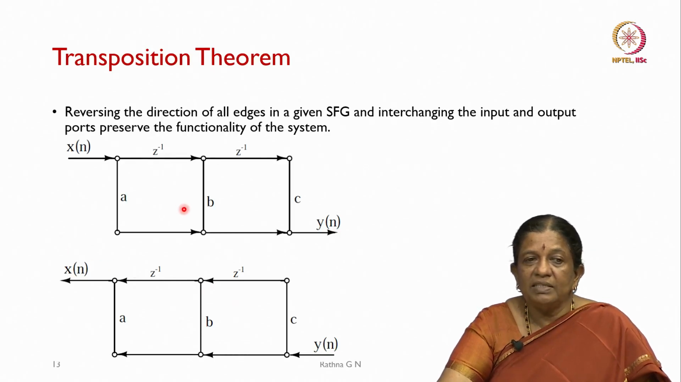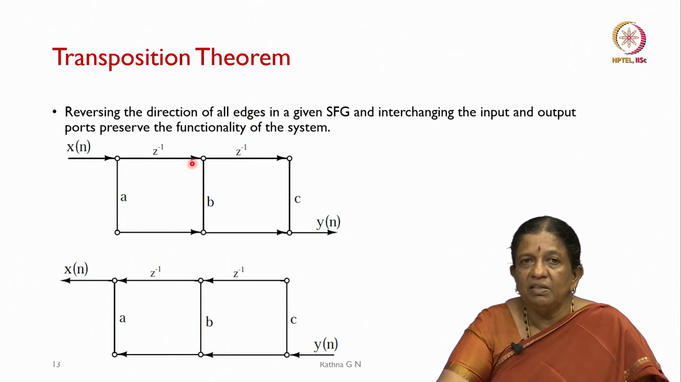Next one is, as I was talking about the structure, can we have a transposition theorem incorporated in the signal flow graph? That is, what we are going to do is reversing the direction of all edges in a SFG, signal flow graph, and interchanging the input and the output ports, preserves the functionality of the system. So, we say that x of n is the input, y of n is the output, this is in the feed forward what we have.